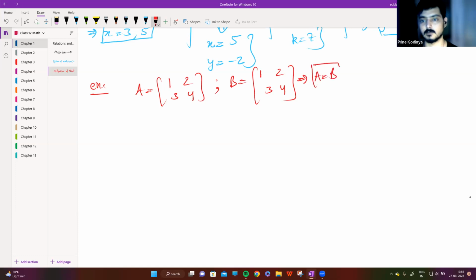Now A is equal to... Generally how do we use equality? Generally we put some variables in one matrix, put some numbers in the other matrix, then we will tell you these two matrices are equal. You have to compare the corresponding elements, right?